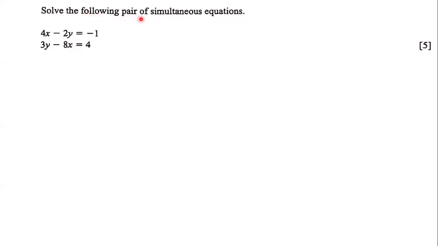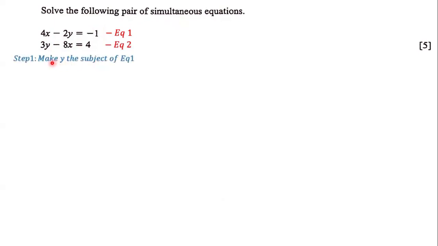Solve the following pair of simultaneous equations. Notice that we have 4x minus 2y is equal to -1, and we have 3y minus 8x is equal to 4. What we're going to do here is label this one as equation 1, and we're going to label this one as equation 2.